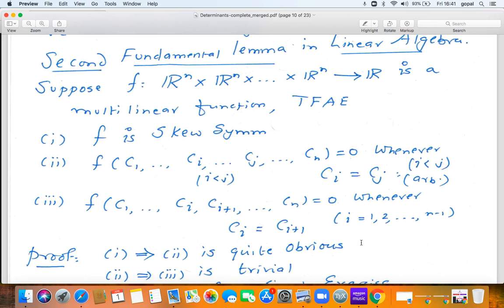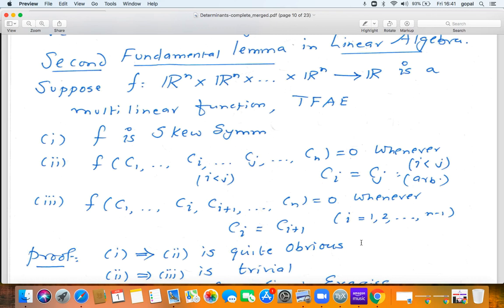1 implies 2 is quite obvious. Why? Because if Ci and Cj were equal, if I put the same thing in the ith slot and the jth slot, then swapping the ith and the jth columns on the one hand will not change anything because they're equal. On the other hand, it will pick up a minus sign by the fundamental rule of skew symmetry. So you will get f equal to minus f, or f is 0. So 1 implies 2 is quite easy to see.